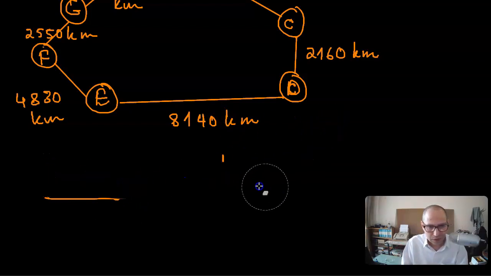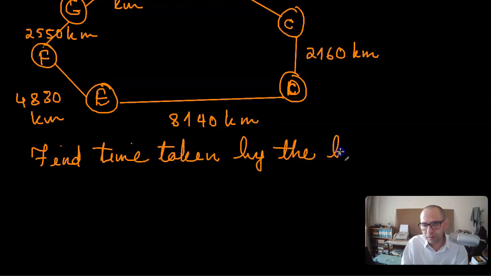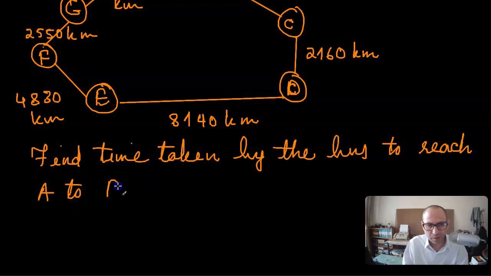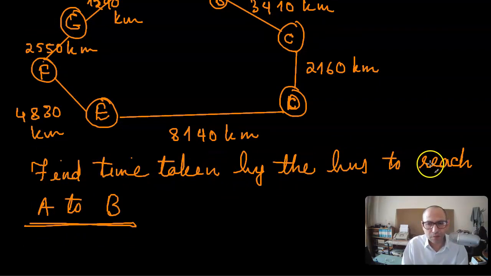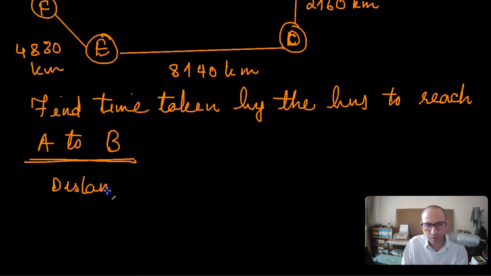Now, the fifth part of this question is that you want to find the time taken by the bus to reach from A to B, meaning from here all the way up to here, which was 4,170 kilometers, the distance. So the distance was 4,170 kilometers.